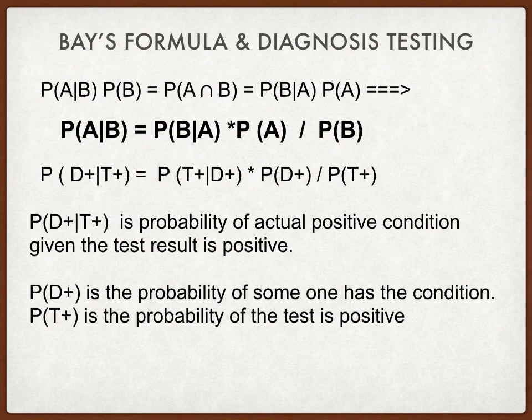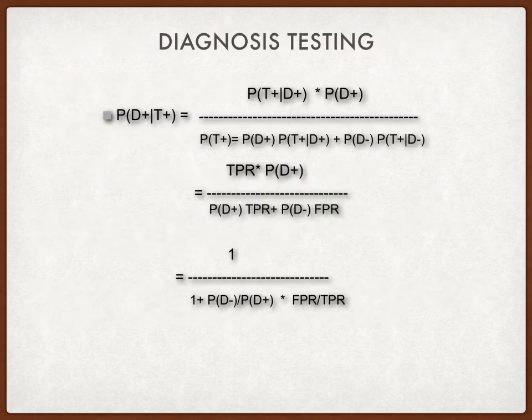But we know that the probability of the test being positive has two scenarios. It can be a true positive, it can be a false positive, right? So that's how we rewrite the Bayes theorem or formula in this form.